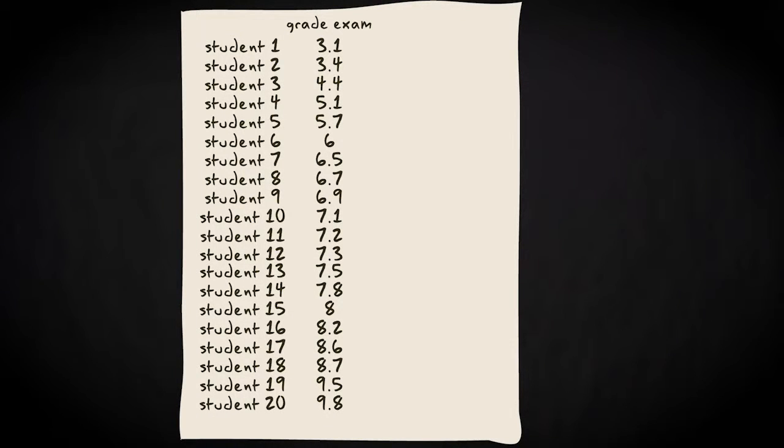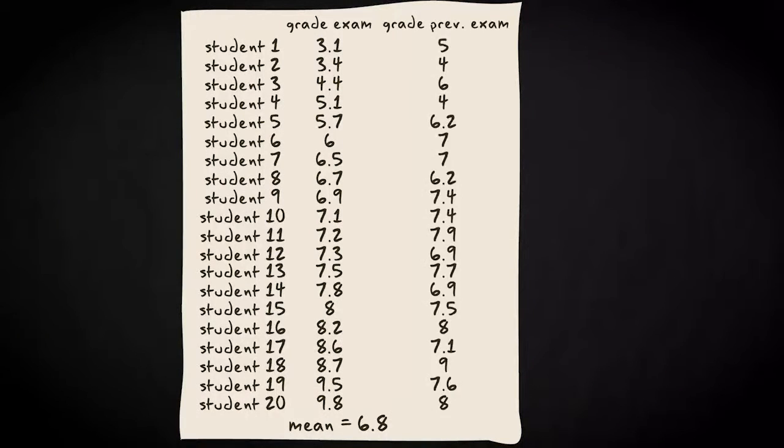Now imagine you are asked to predict the grade of the student sitting next to you in the statistics class. What would be your prediction? That would, of course, be the mean of these grades. That is 6.8. Now, imagine that the professor also gives you the grades these 20 students got in a previous statistics exam, again anonymized. These are the results. How would you now predict the grade of the student sitting next to you?